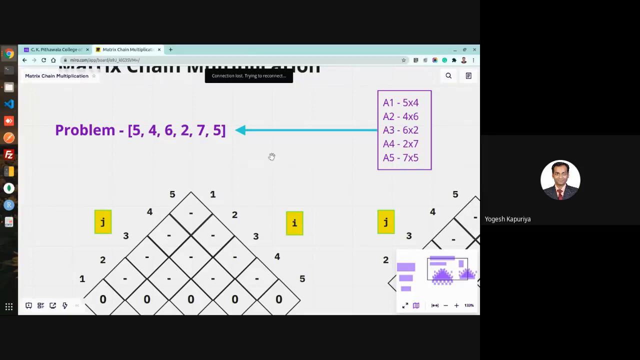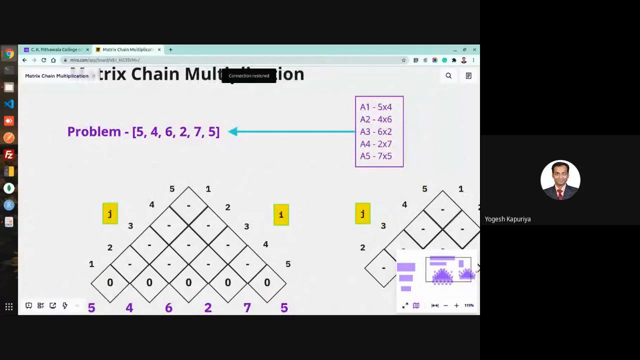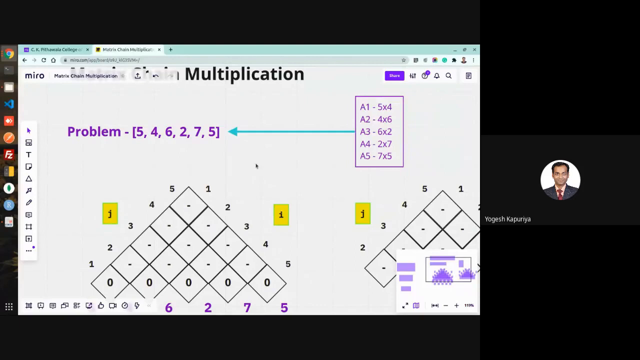Okay. Can you see this screen? Can anyone respond whether you can see the screen or not? Okay, fine.